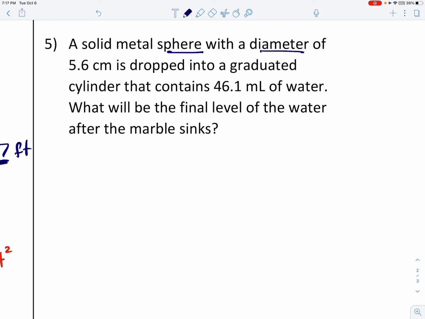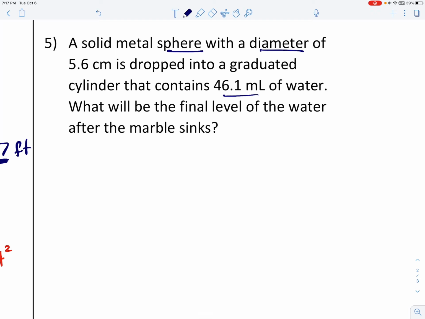So this time we have a sphere. We're told the diameter, not the radius, but we know that the radius is half the diameter. It's dropped into a cylinder with some water. This sounds to me like water displacement. What will be the final level of the water when this sphere sinks?